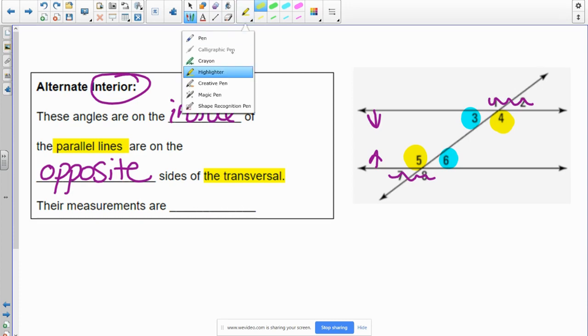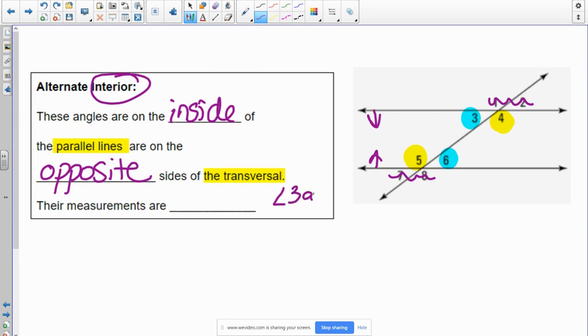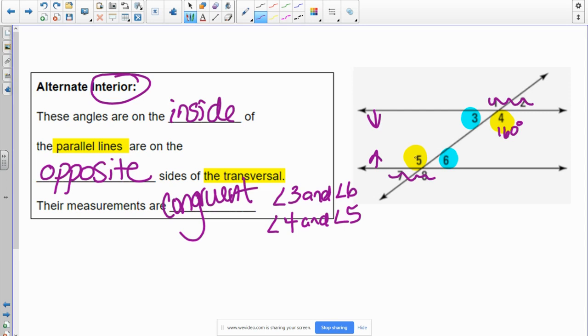So let's record that so you can remember what we're looking at. Angle 3 and angle 6 are alternate interior, and angle 4 and angle 5 are alternate interior. And the awesome part about this, again, is they're congruent. So you don't have to do a lot of math. If you know one of these angles, so let's say angle 4 is 160 degrees, well, quickly I know that angle 5 is also 160 degrees. If I know angle 3 is 20 degrees, then I know that angle 6 is too, because the awesome part is all of these are congruent in measure.